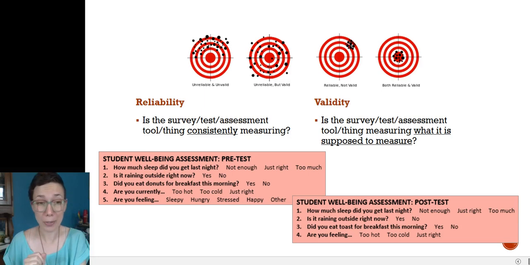When we look at the pre-test and the post-test, say I'm administering this at the beginning of class and then again at the end of class to see if people's well-being changed. What's wrong here?